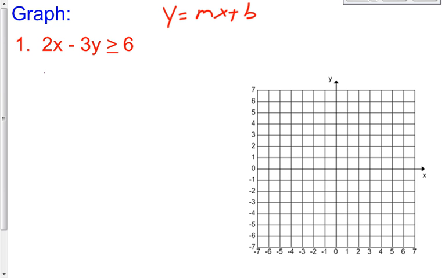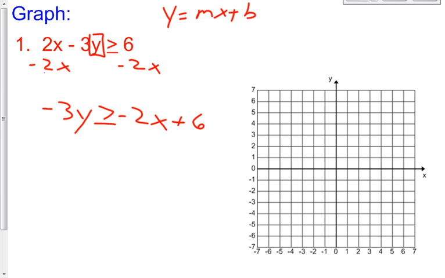So let's change this. Let's get this y all by itself. First, we have to subtract 2x. So we have a negative 3y is greater than or equal to a negative 2x plus 6. Now that we have this, in order to get y all by itself, we have to divide by that negative 3.